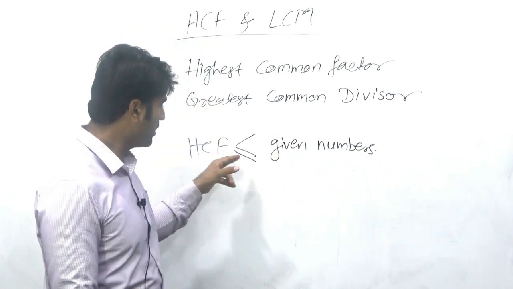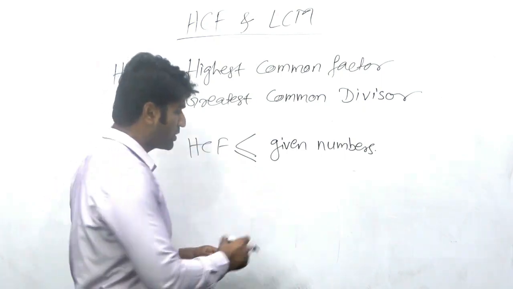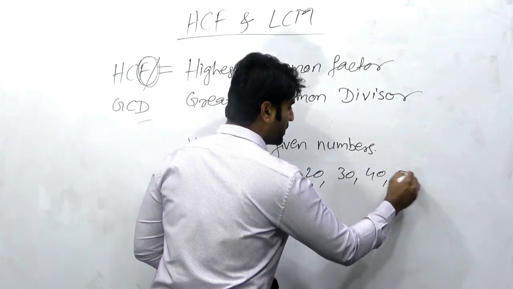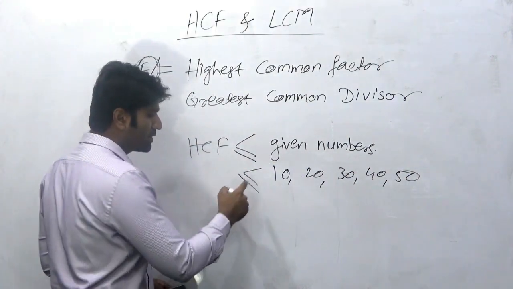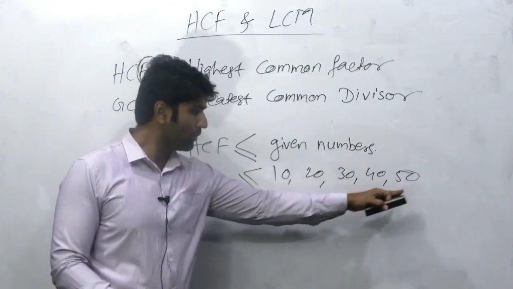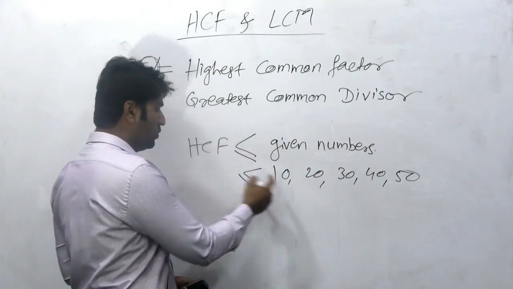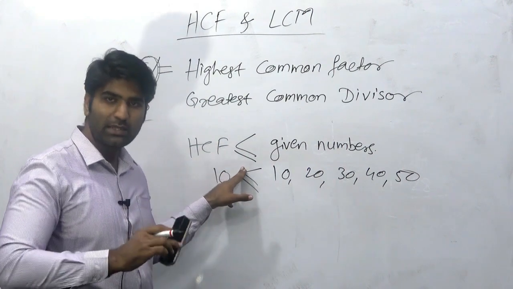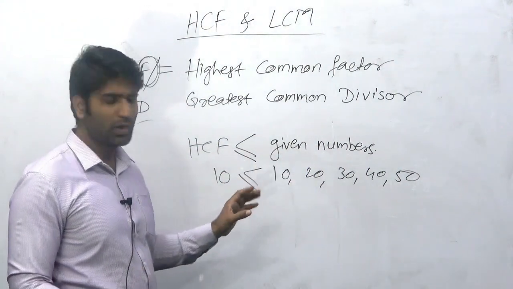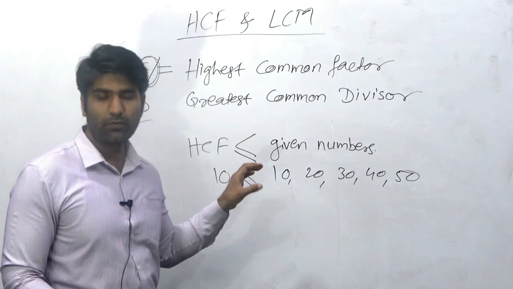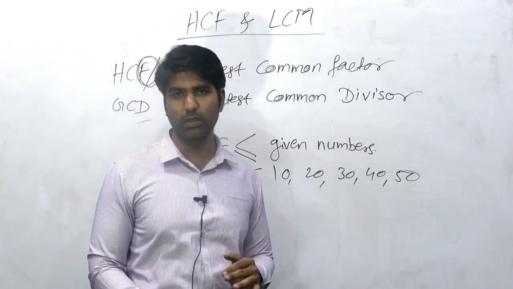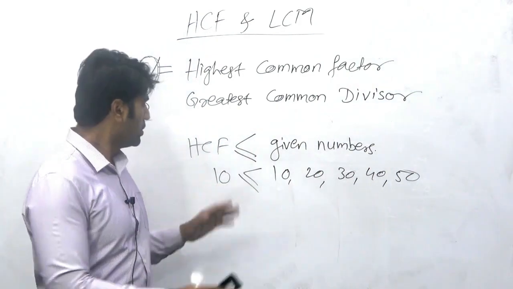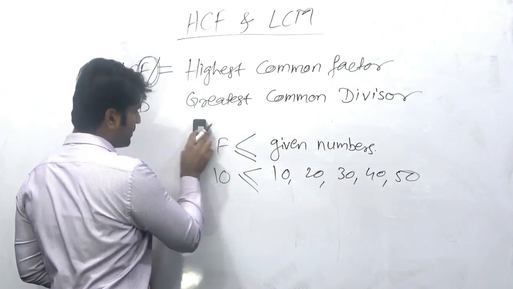That's why I have taken here less than or equal to, because the numbers were like 10, 20, 30, 40 and 50, and HCF is not less than these numbers but is equal to this number. So HCF is always less than or equal to all these numbers because it is a factor, and a factor is always less than the given number, and sometimes it is equal.